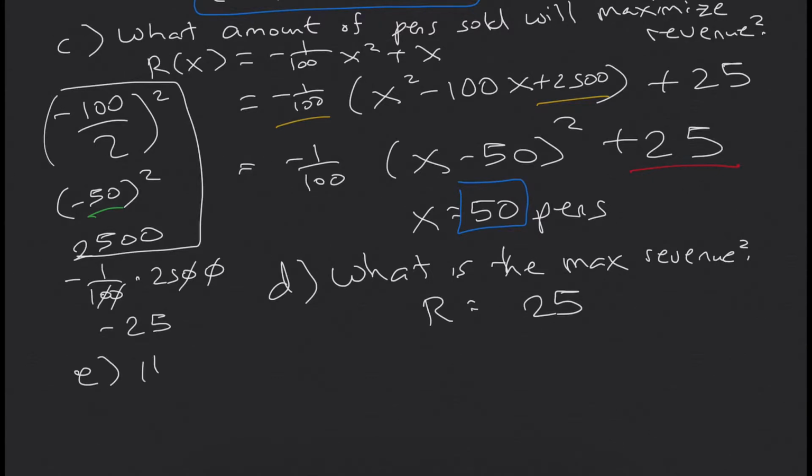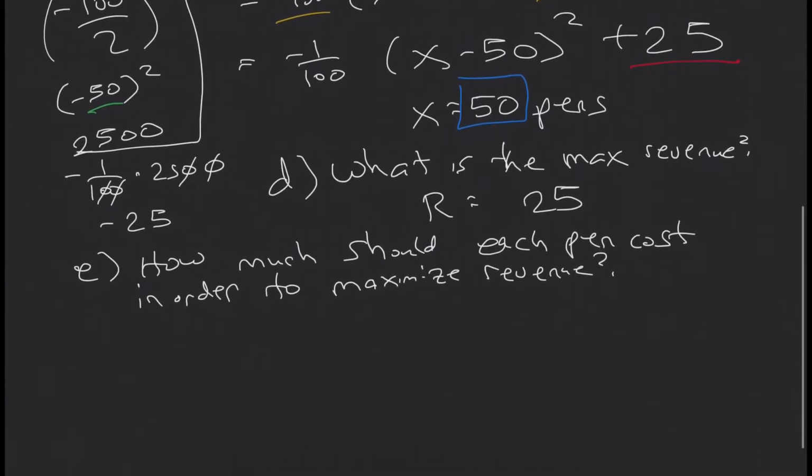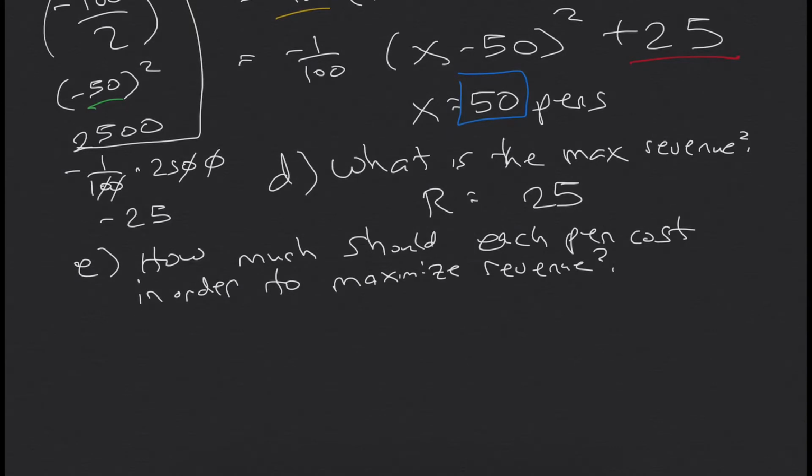And I'm going to tack on one extra question here as well. So how much should each pen cost in order to maximize revenue? Okay, so I want to know how much should each pen cost. So I want to know the price of the pen that's going to maximize revenue. And it's up above now. I'll just rewrite the price function was negative 1 over 100 x plus 1.